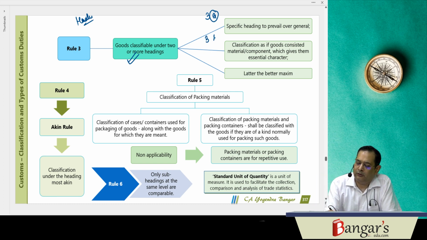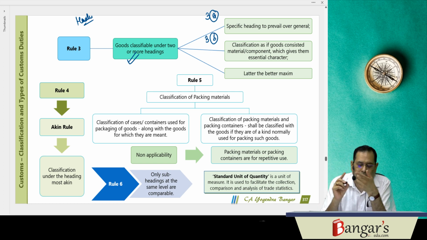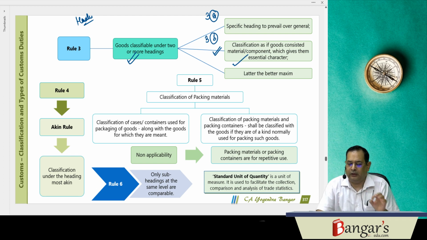Then 3b is classification of goods consisting of more than one material or component. The same will be classified in accordance with the material or component which gives them the essential characteristics. Goods consisting of more than one material or substance will be classified by the one which gives them the essential characteristics. So the essential characteristics criterion is there.